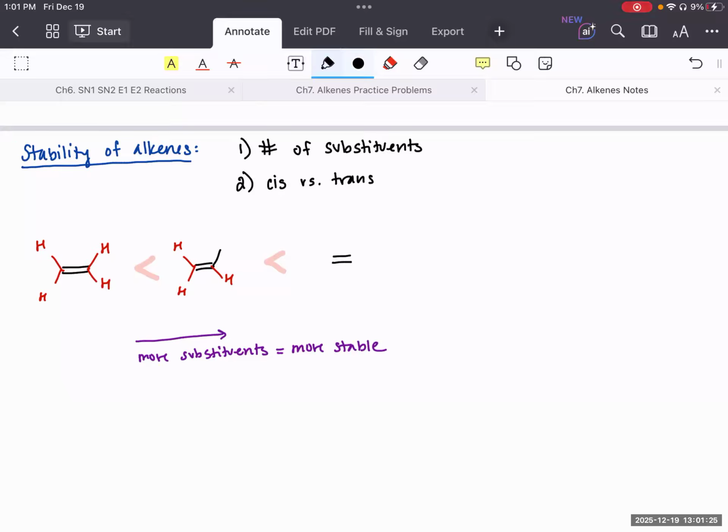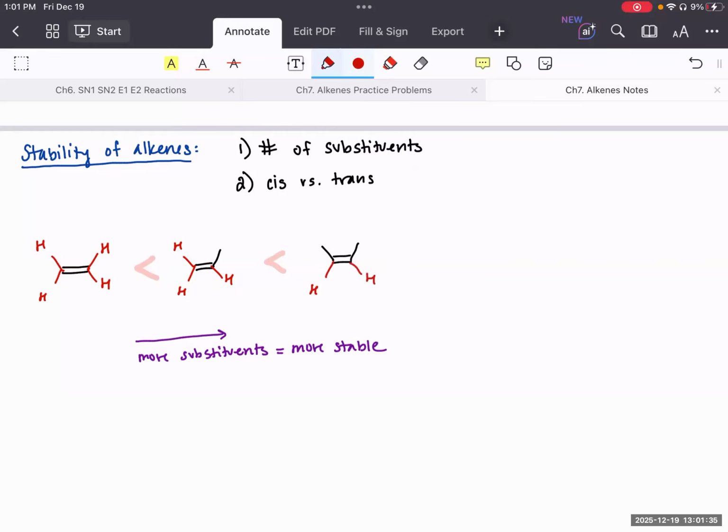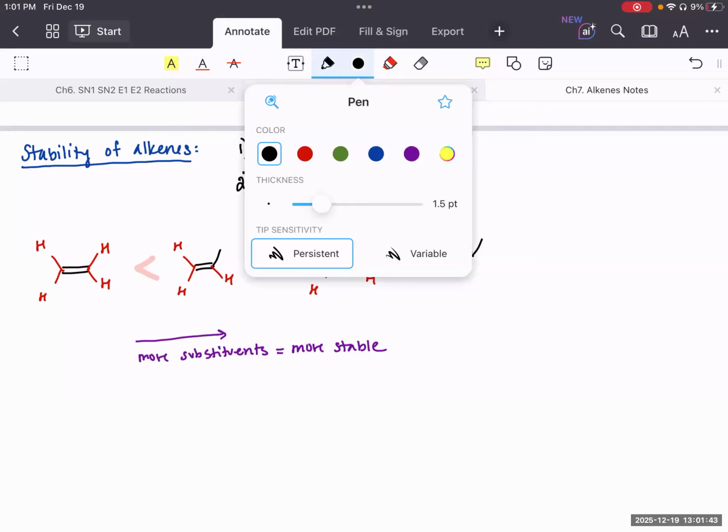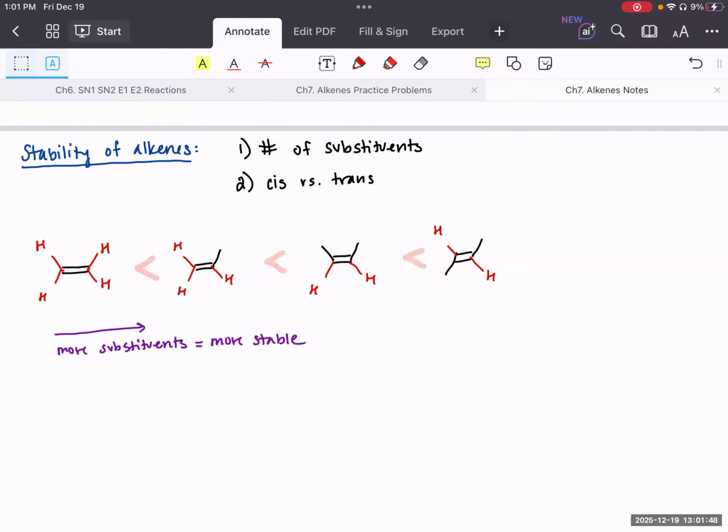And so here we have two options. We could either add in a methyl group that is on the same side as the one that we already had, or we can add in one on the opposite side. And so we can get the cis versus trans groups here. So both of these in the middle have two substituents. We have two methyl groups. And this trans isomer is more stable than the cis isomer.